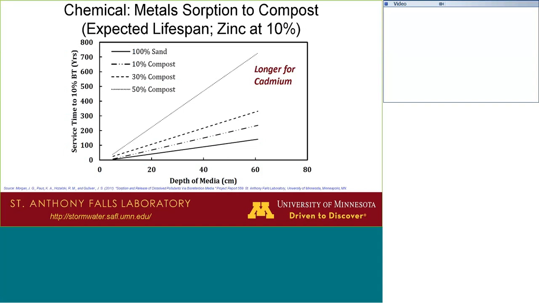We also see capture of metals onto this organic matter. And again, this is some of the work that we did at St. Anthony Falls Lab, and we looked at a variety of different compost ratios from 10% up to 50% compost. And even for a roughly 12-inch depth of media, you can capture metals for decades or even hundreds of years. And I think really the end point of this graph is that a little compost can go a long way when you're talking about metals.